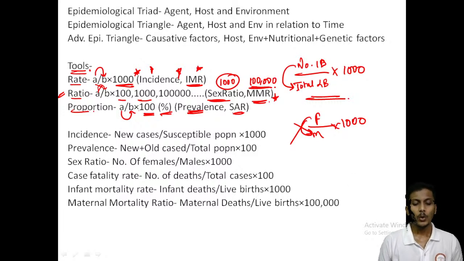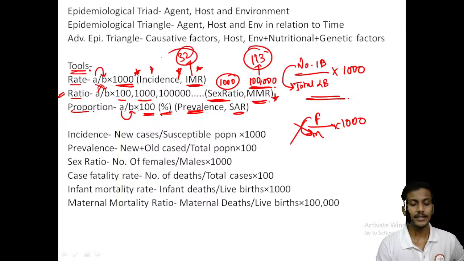Yes, very good, Bright. 113, very good, Komal. 113 is the current MMR or maternal mortality ratio of India. Whereas the current IMR of India is 32. Please remember, the current IMR of India is 32 per 1000 live births, whereas the current MMR of India is 113 per 1 lakh live births.